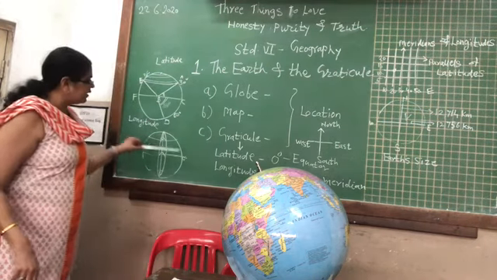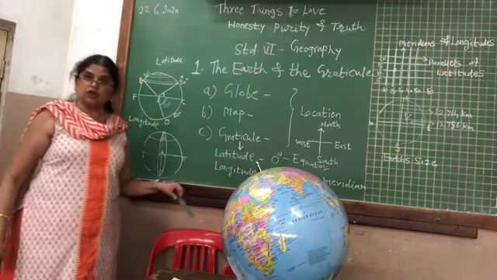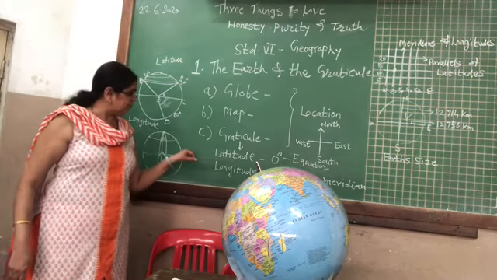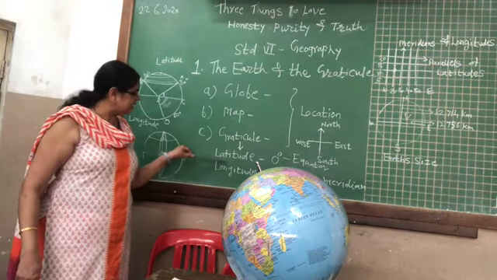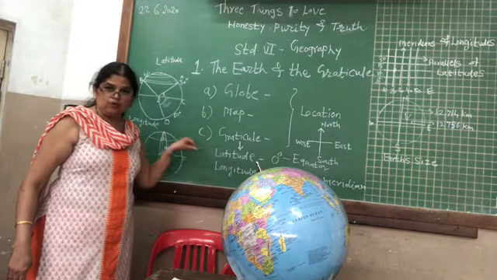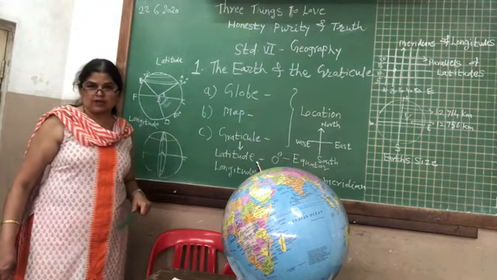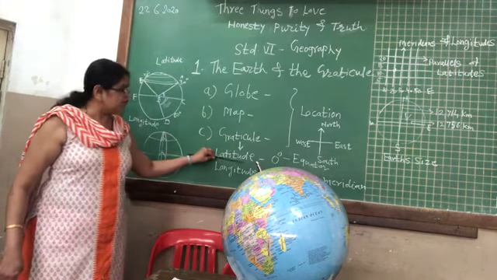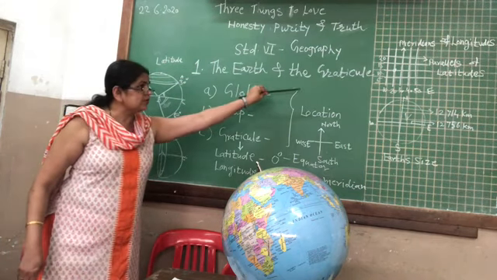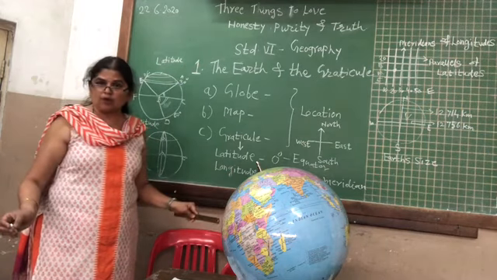The other important line which we have studied, we call it longitude. The spelling of latitude is L-A-T-I-T-U-D-E. Before latitude, we have to use the word parallel, so it doesn't meet at any point.